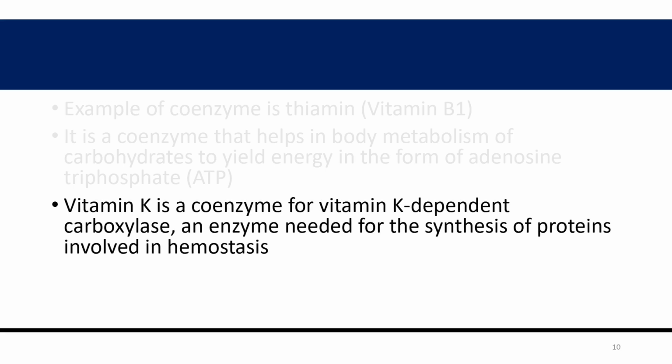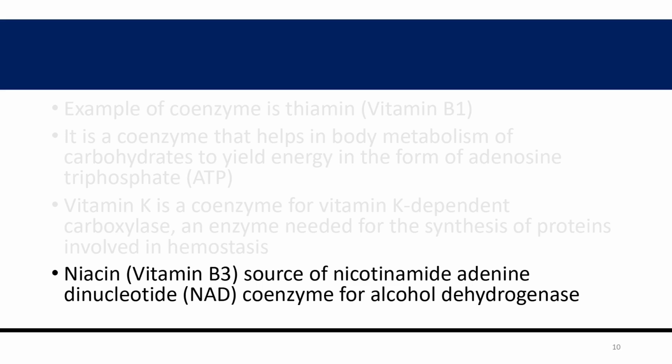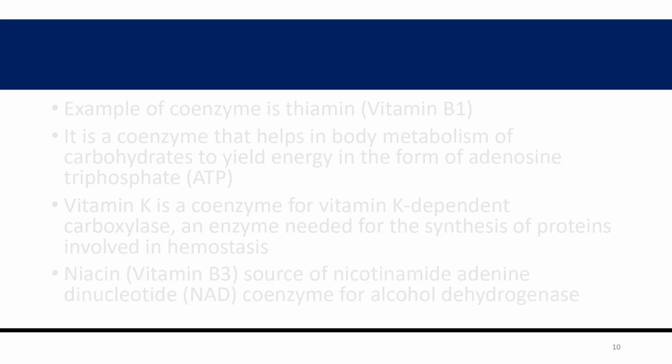Vitamin K is also a coenzyme that is important for vitamin K dependent carboxylase. Now, this enzyme is necessary for the synthesis of proteins involved in hemostasis. So, for blood clotting to take place, you need this vitamin, which is a coenzyme. Niacin is a source of nicotinamide adenine dinucleotide, and this is a coenzyme for alcohol dehydrogenase.